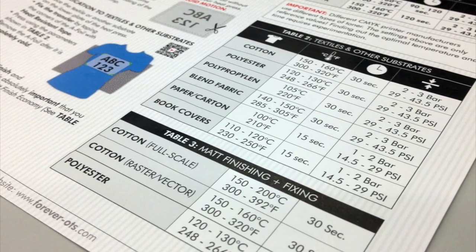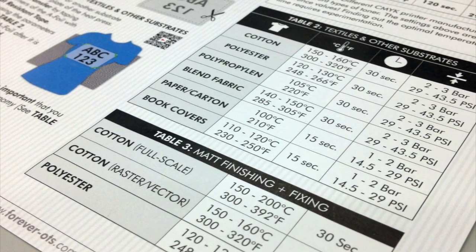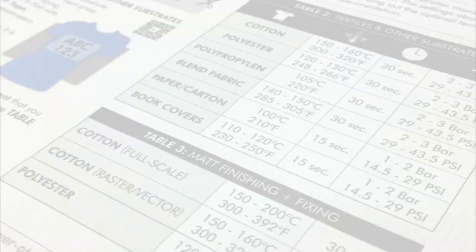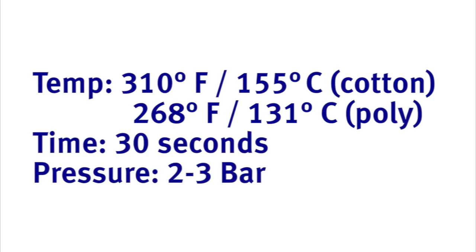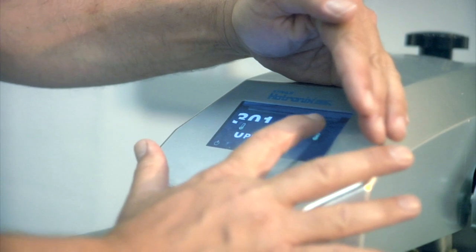You'll need to review the settings that your brand of transfer media recommends for this step. Common settings that work for many brands of media are temperature, 310 degrees Fahrenheit or 155 degrees Celsius when you're pressing onto cotton, or 268 degrees Fahrenheit or 131 degrees Celsius when you're pressing onto polyester. Time, 30 seconds, and 2 to 3 bars of pressure. Apply those recommended settings to your heat press.